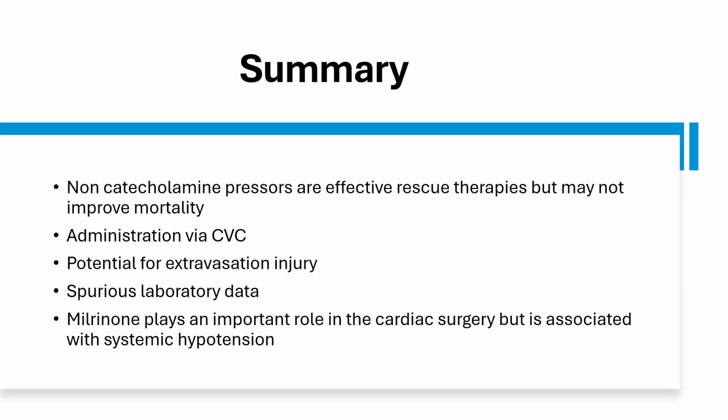So in summary, non-catecholamine pressors and inotropes are effective rescue therapies. Unfortunately, this may not always result in a better mortality. Since these medications are not first-line agents, administration via central line is essential to minimize the risk of extravasation injury. And again, there is no antidote for those medications in terms of extravasation injury compared, for example, to norepinephrine or phenylephrine. Some of these medications may lead to spurious laboratory data.